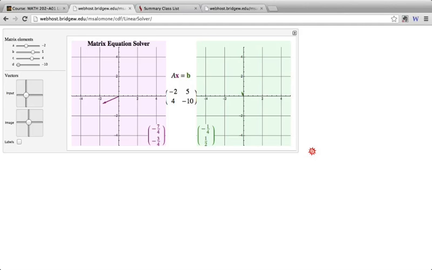Man, this is bugging me. Let me try to do it with a slightly less clumsy instrument here. Still not easy. There.